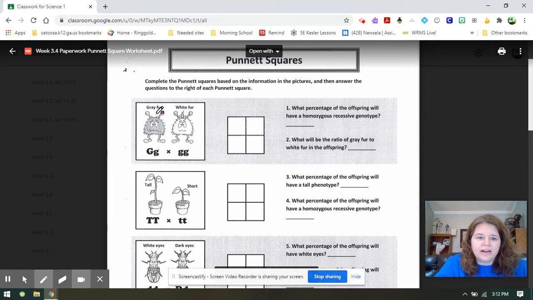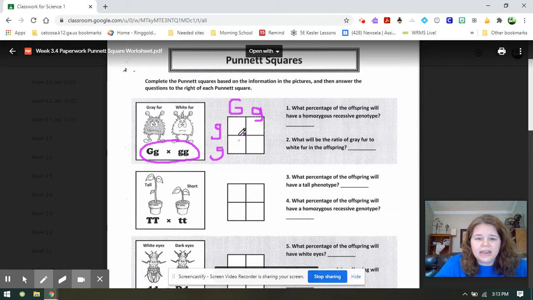Here we have a gray fur monster and a white fur monster. And then we also have the genotypes given to us. It's pretty easy what we do with those genotypes when they're given to us like that. We put one as the father across the top of that Punnett square, and then we take the other one and put it across the side for the mother. It doesn't matter who goes on top and who goes on the side, as long as you keep the genotype or the alleles together. So this is the male, this is the female.